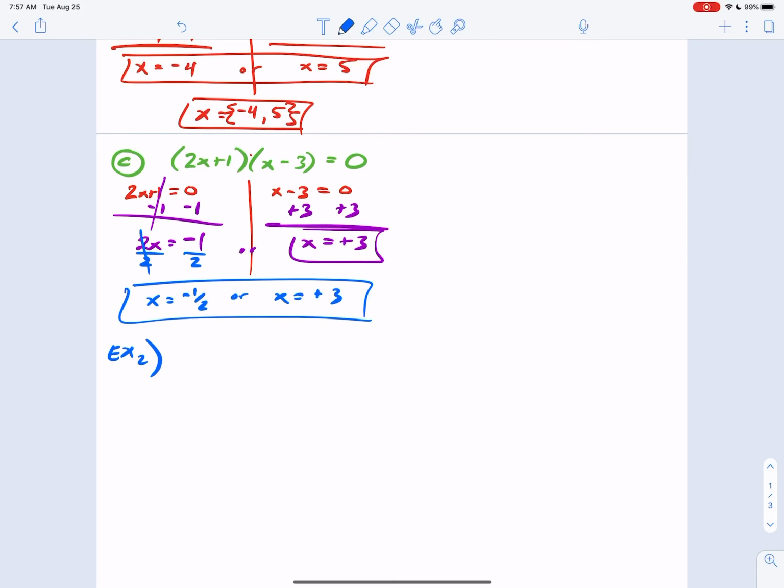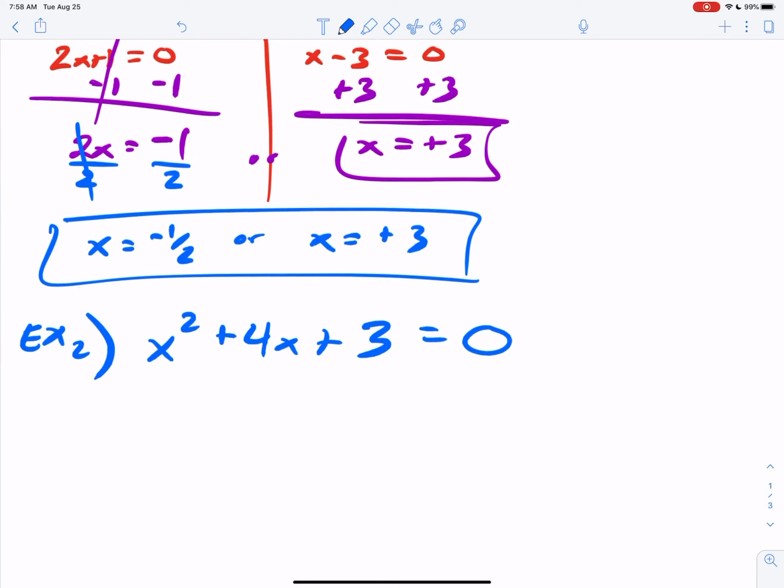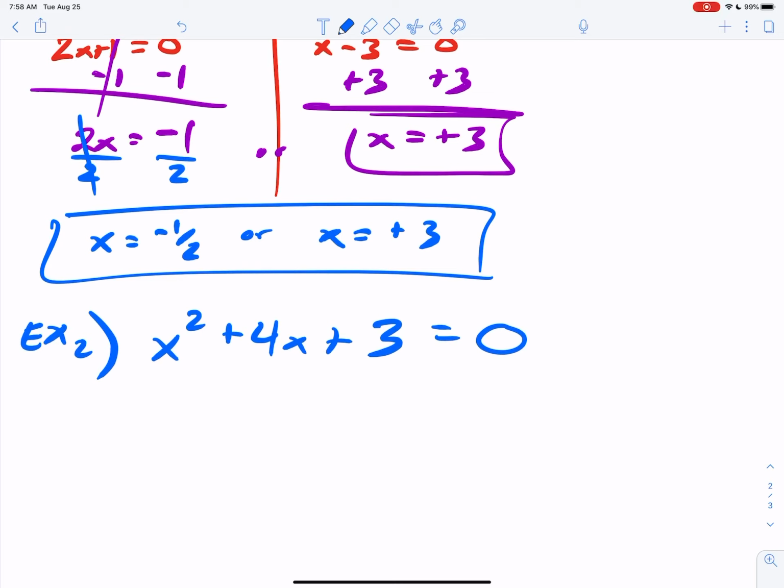Example 2. Now, we're not going to write the instructions. We'll just assume that it's solve for x again, or solve the equation. Now, what if you had something like this? Do you have a zero product? Do you have two things multiplied together to equal 0? If you notice, we don't have anything multiplied together here. We just have 3 separate terms.